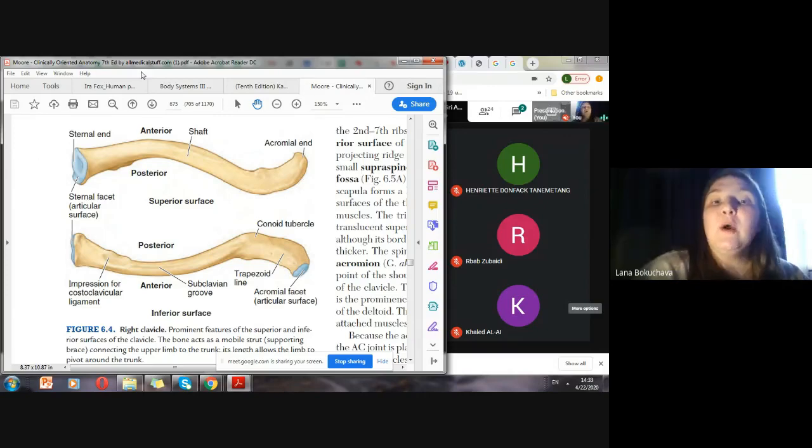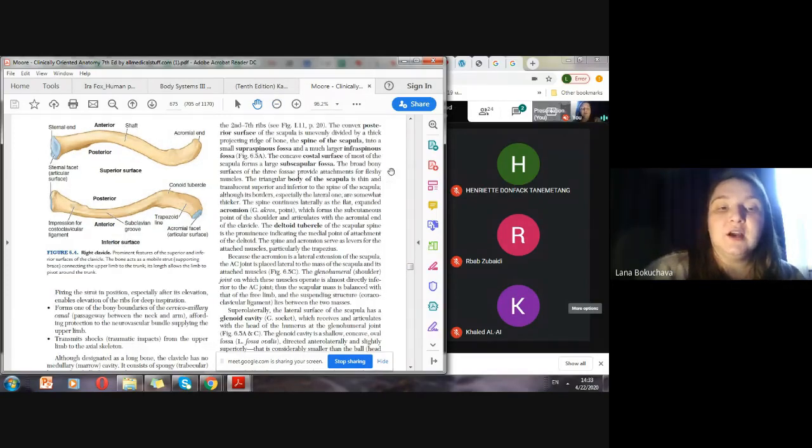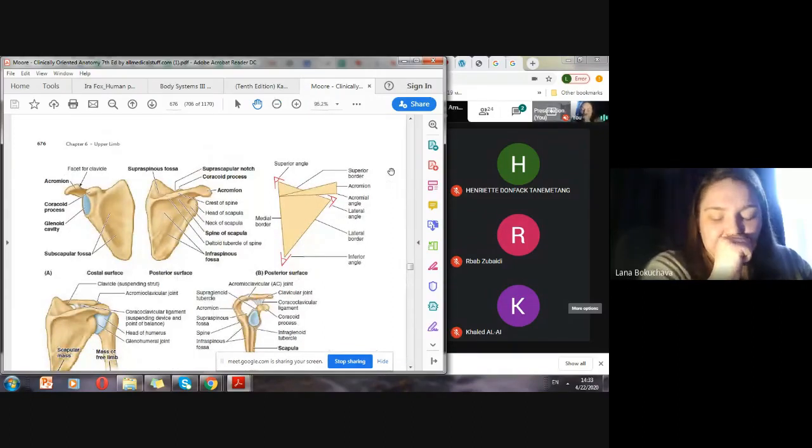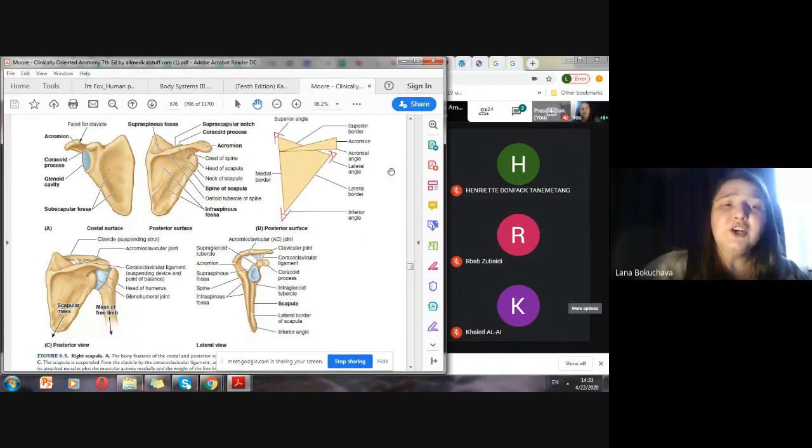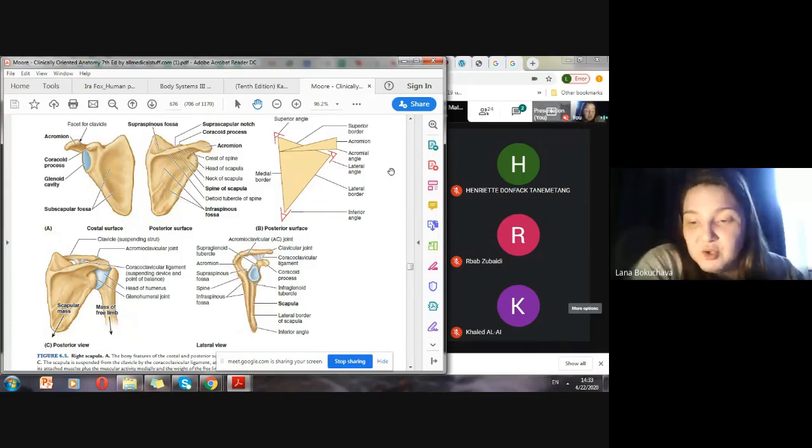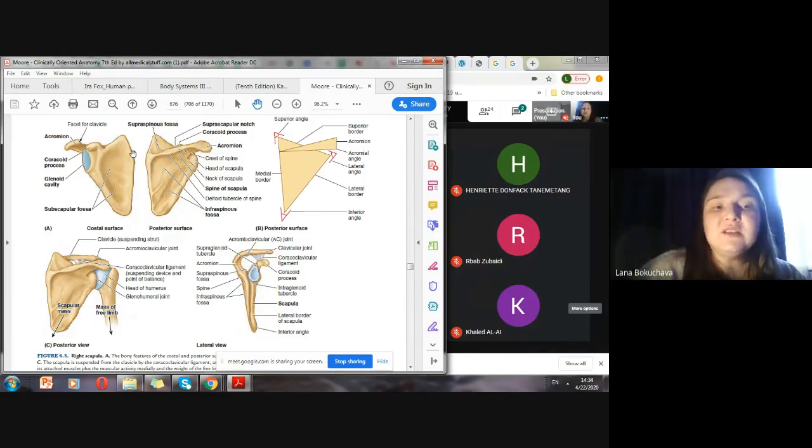Okay, so when we go to the next part, when we spoke about the region of the shoulder girdle, we said that the second type of bony structure, which is also localized here, is our scapula, as you can see. That's how it looks.